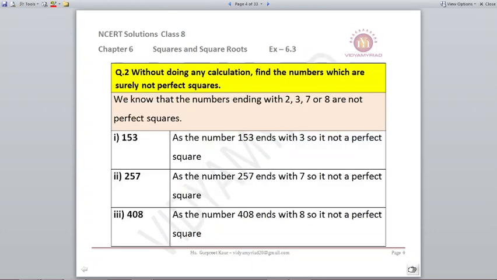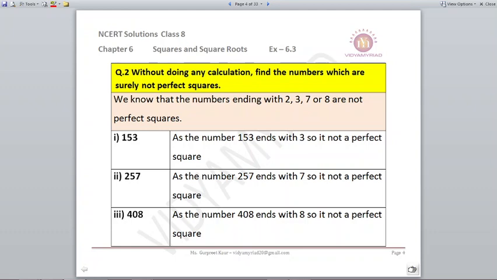Without doing any calculation, find the numbers which are surely not perfect squares. We know the rule that numbers ending with 2, 3, 7 or 8 are not perfect squares. So let us look at the numbers. 153. This is ending with 3. That means it will not be a perfect square.